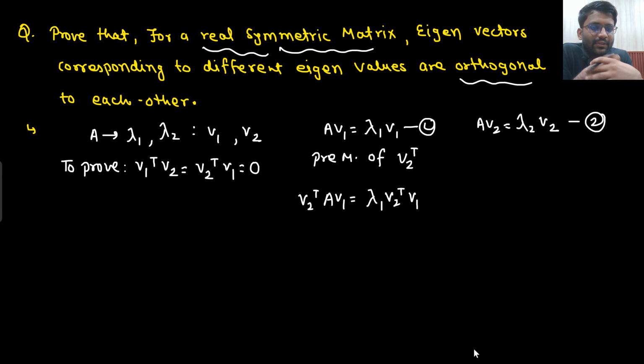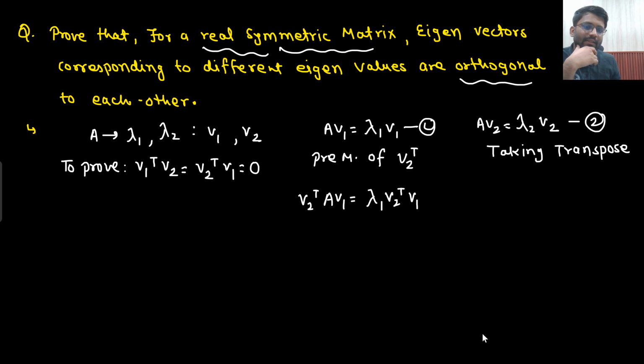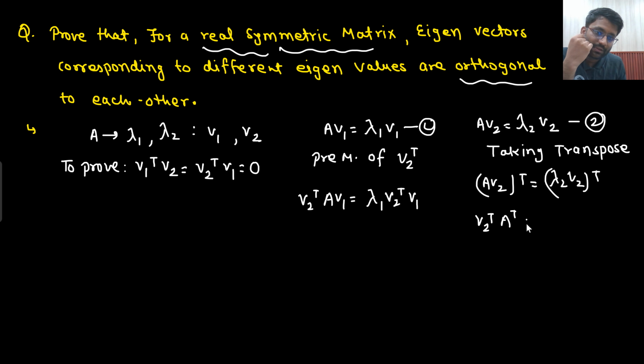Next, is there anything we can use? What we can do here is take the transpose on both sides. How am I thinking all these things? Because here I would need v2 transpose, and from here I can get v2 transpose if I take the transpose on both sides. So what I will get? v2 transpose into A transpose would be equal to lambda 2 into v2 transpose, right? Lambda 2 will simply come out.